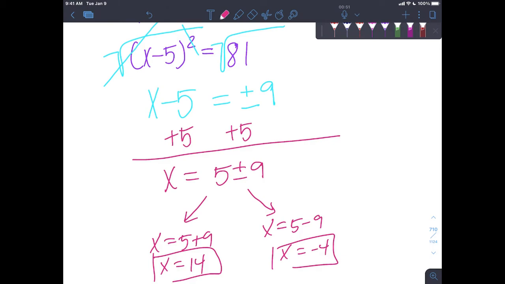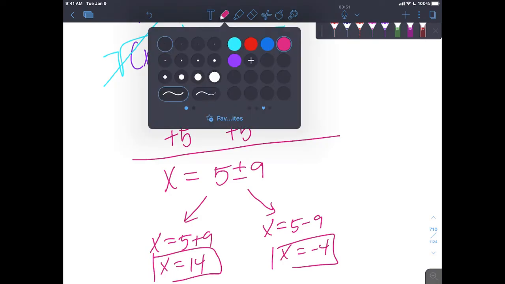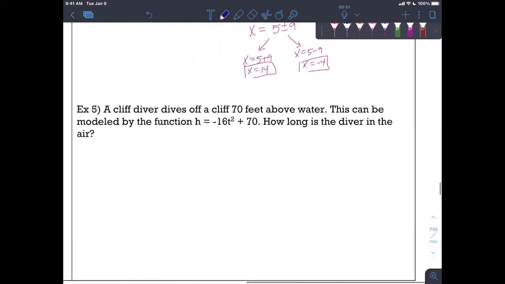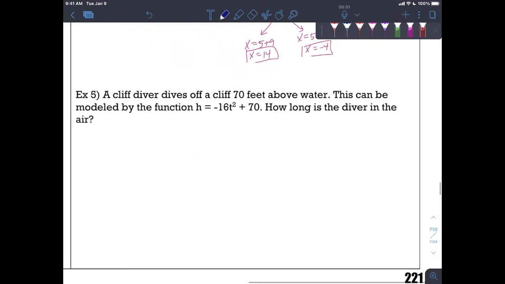Okay, so the very next problem is kind of a real cray-cray problem, okay? So don't trip, don't get freaked out, just pay attention. It's the same exact thing, it's just slightly more difficult numbers, okay? So let me go ahead, I'm going to pick a better color. All right. So a cliff diver dives off a cliff at 70 feet above water.